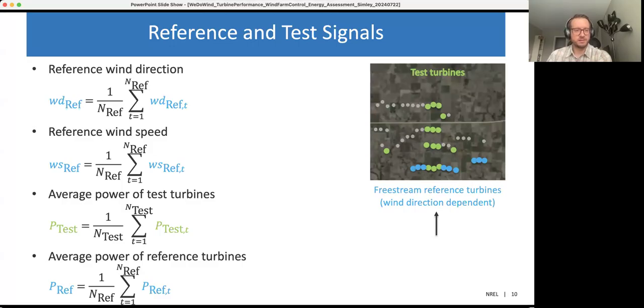And then we also have the power production of the test turbines, and that will be the average power of the set of test turbines we're interested in, and same where we have a reference power, which can be the average power production of our reference turbines. And so the reference turbines will depend on what the wind direction is. We'll choose a set of unwaked turbines that are not affected by the wind farm controller.